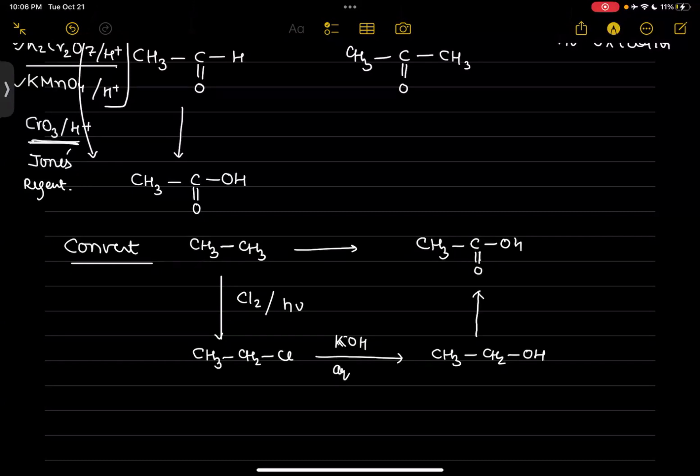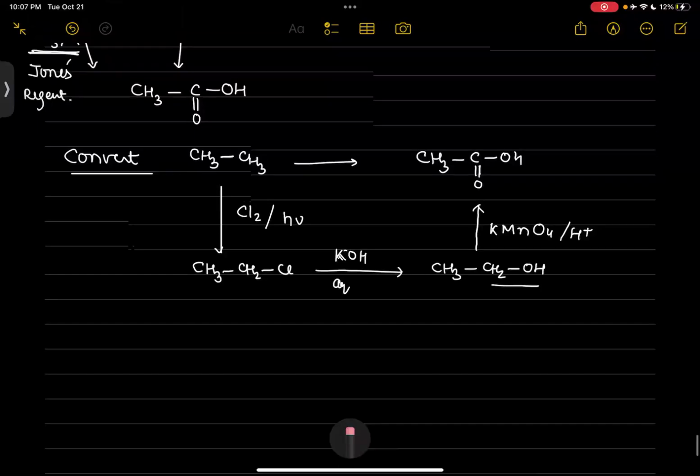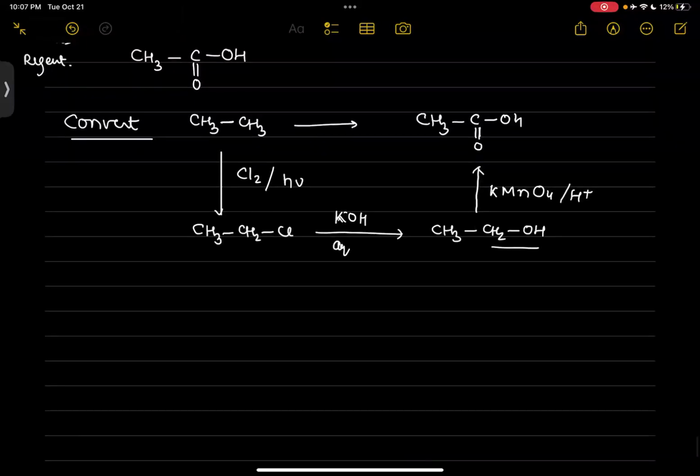Now, once you have the alcohol, primary alcohol, you can oxidize it. Take acidified potassium permanganate. Take acidified potassium dichromate. Is this clear? Clear or not? Got it? So next question.